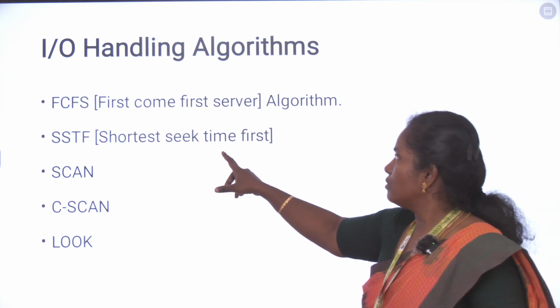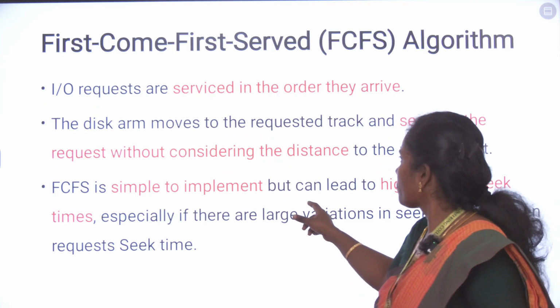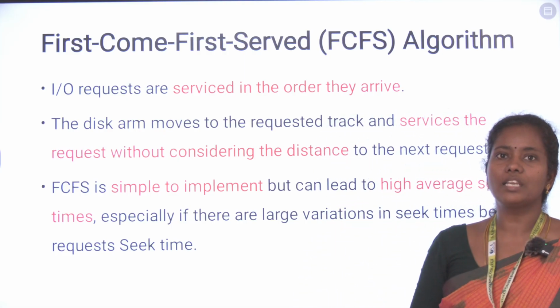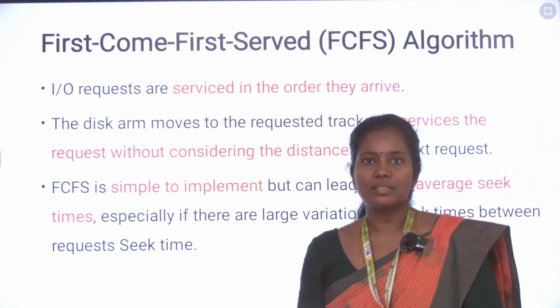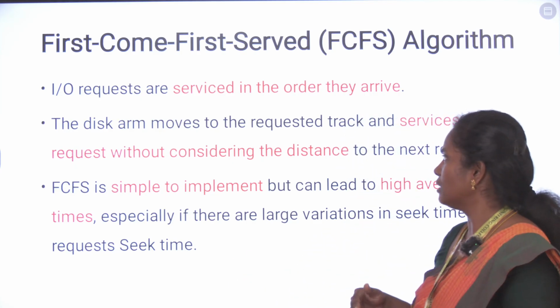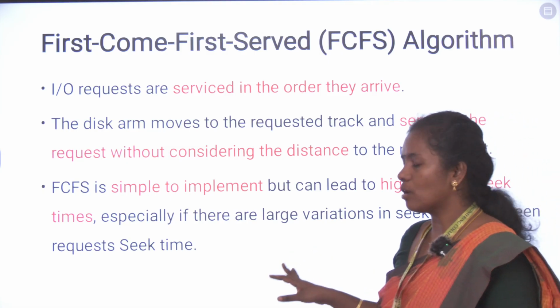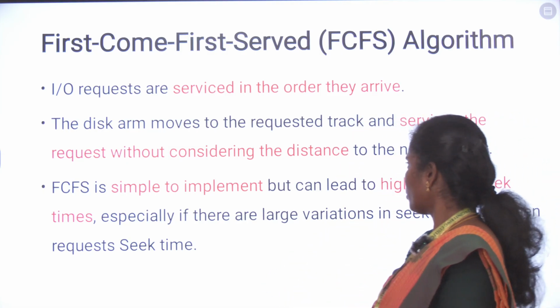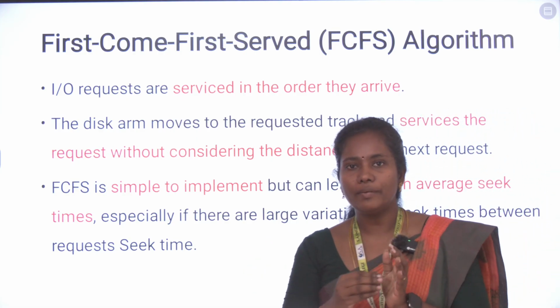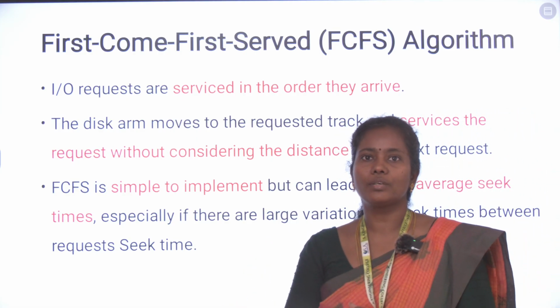In first come first serve, we service the requests in the order in which they arrive. It doesn't consider how long the distance is. It will service the requests in the order they arrived. That is first come first serve. The drawback of first come first serve is that it does not consider the distance traveled, and if there are pending requests in between while traveling, it will not serve them.